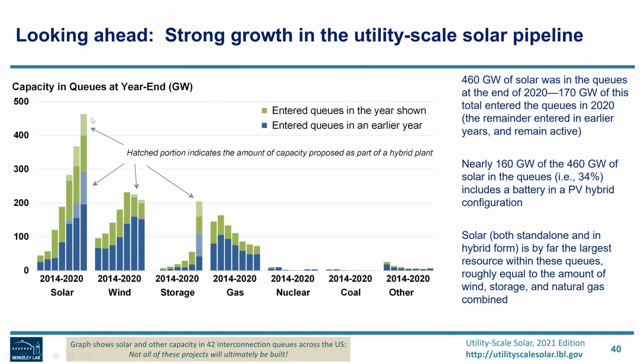At the end of 2020, there were 460 gigawatts of solar in the queues. And these hatched portions of the columns show the amount of that capacity that is paired with a battery. So in the case of solar, roughly 34% of the capacity in the queues at the end of 2020 is paired with a battery. And that amounts to 160 gigawatts of PV in hybrid form. That's much more than wind, where we see just a little bit of wind capacity paired with battery.